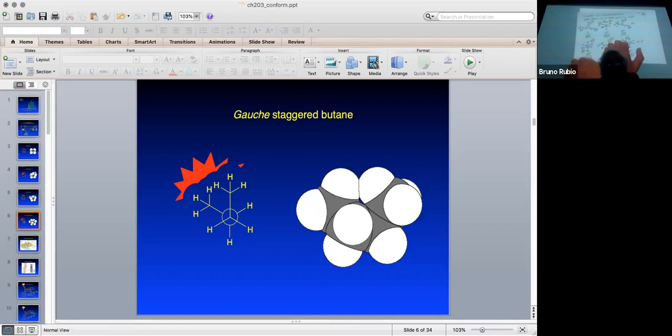Okay, and so here we see the gauche staggered butane, where we have a methyl group on the carbon in the front, and it is gauche to the methyl group on the carbon in the back. The methyl group is big enough so that they don't have to be eclipsed in order to provoke a strain interaction. They can be gauche as well.